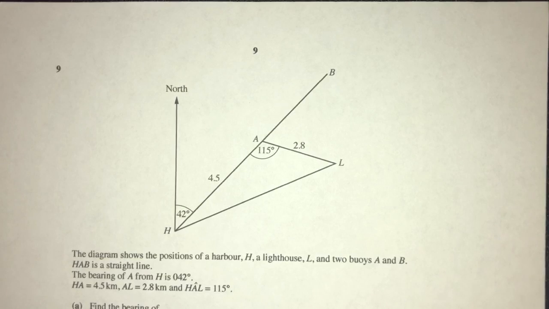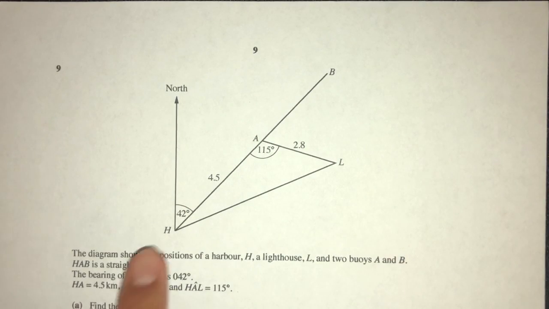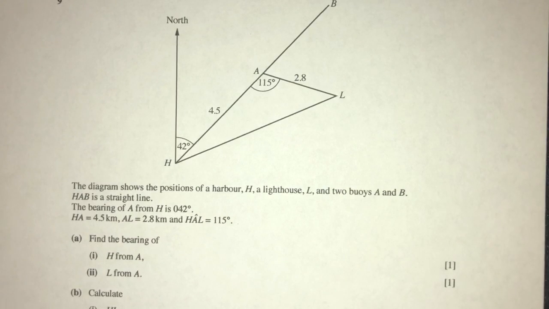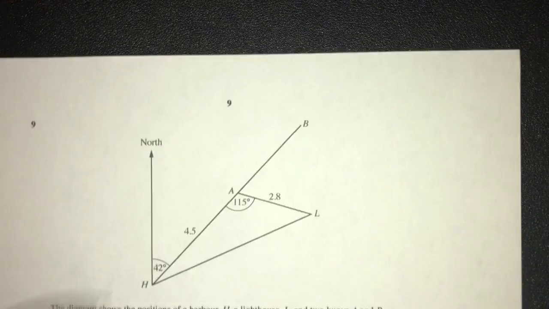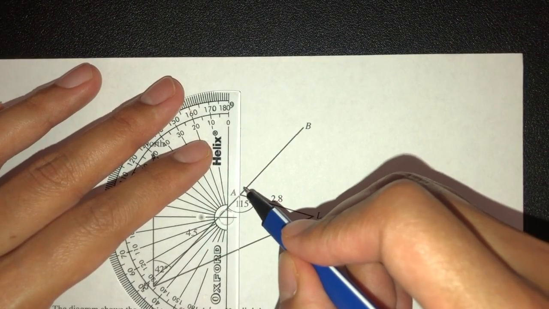The diagram shows the positions of H, L, and AB. Great. Now we know that HAB is a straight line. Also, those values are given to you. Right. Question part 1. We have to find the bearing of H from A. So, H from A. Now we understand that for the bearing, we first have to draw the north line at the point A.